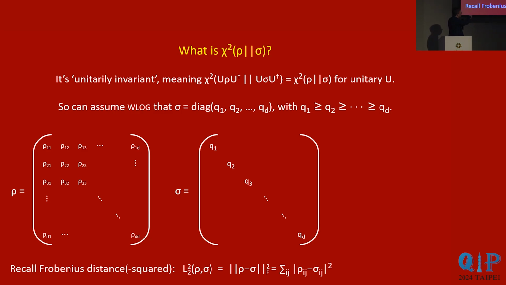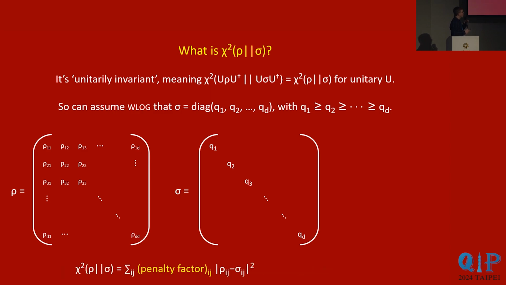I'm talking here about the Frobenius distance, or just the L2 squared distance. So this measure of distance between two states, rho and sigma, is just like the L2 squared difference. You really just take all the entry-wise differences of the two matrices and you square them and add them all up. So that's the Frobenius squared distance. And I bring this up because the formula for chi-square divergence is extremely similar to it.